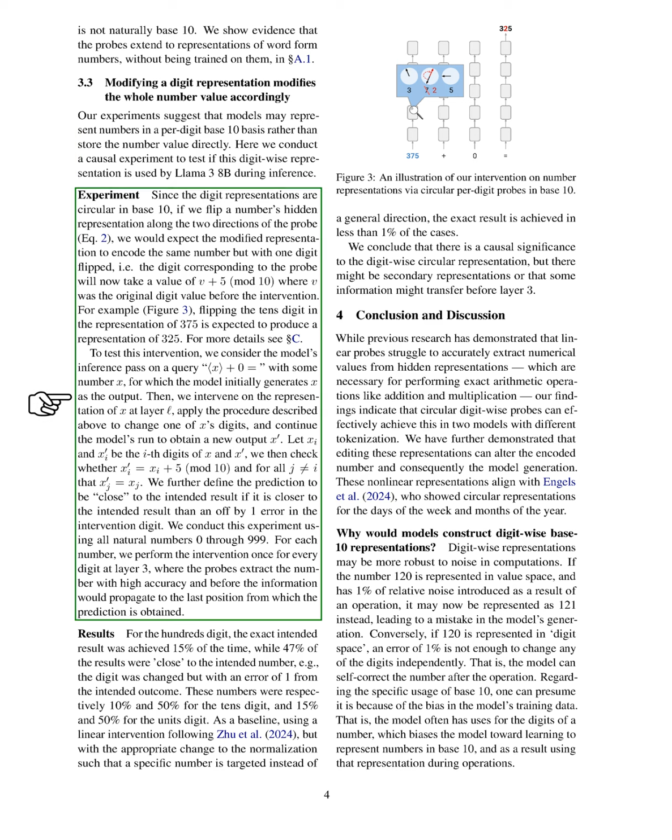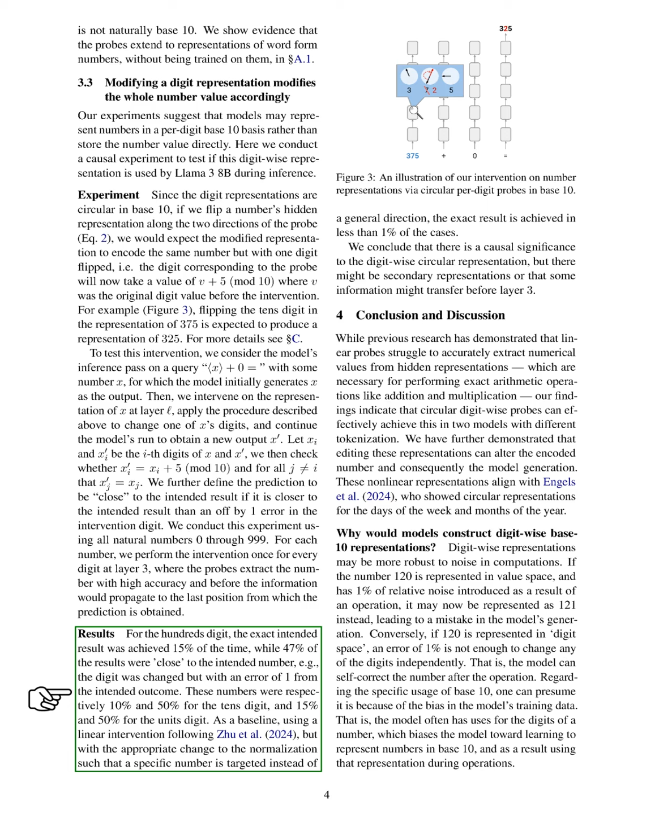To test this, we start with a query like x plus 0 equals, where the model initially outputs x. We then intervene at a specific layer to change one digit of x and continue the model's process to get a new output, which we call x prime. We check if the modified digit in x prime is the original digit plus 5, while ensuring all other digits remain the same. We consider the prediction to be close to the intended result if it is within 1 unit of the intended digit change. We perform this experiment with all natural numbers from 0 to 999, intervening at layer 3 where the model accurately extracts the number before the information reaches the final prediction layer.